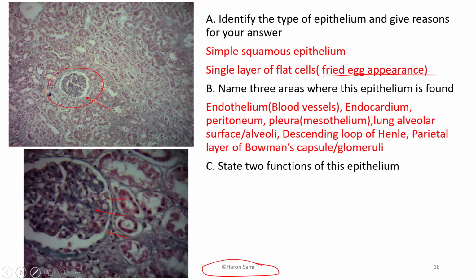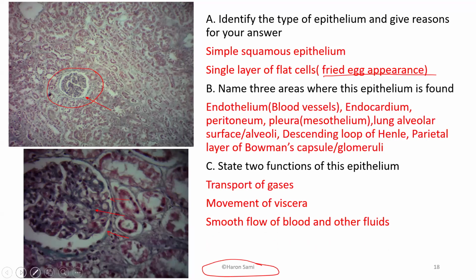Okay, diffusion, filtration, ultrafiltration, faster diffusion. Also, gaseous exchange, guys. Just look where it is. It's in the alveoli, so gaseous exchange, and in the blood vessels, maybe filtration and so on. And that is slide number H15. You can go and check it out when you go to histology.